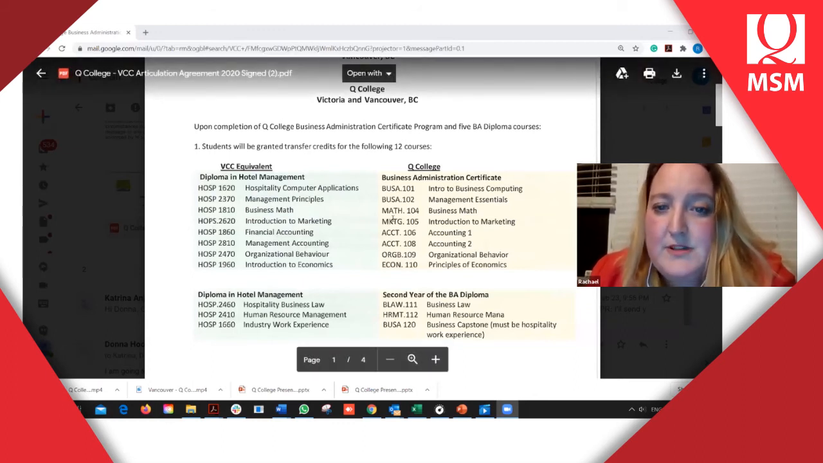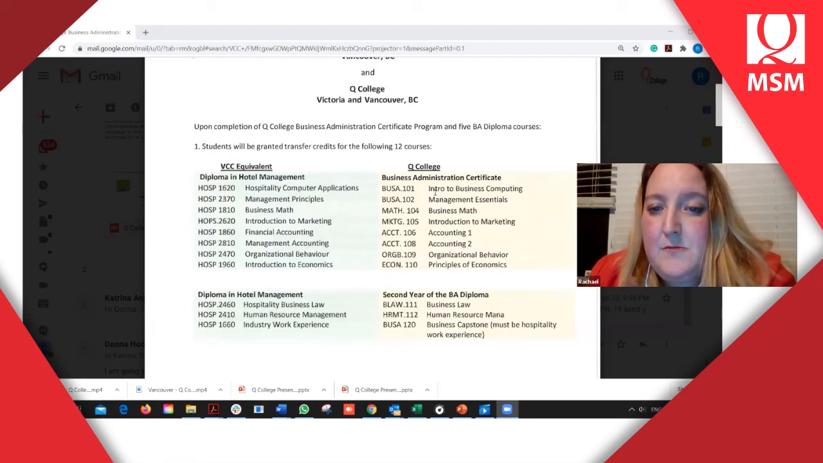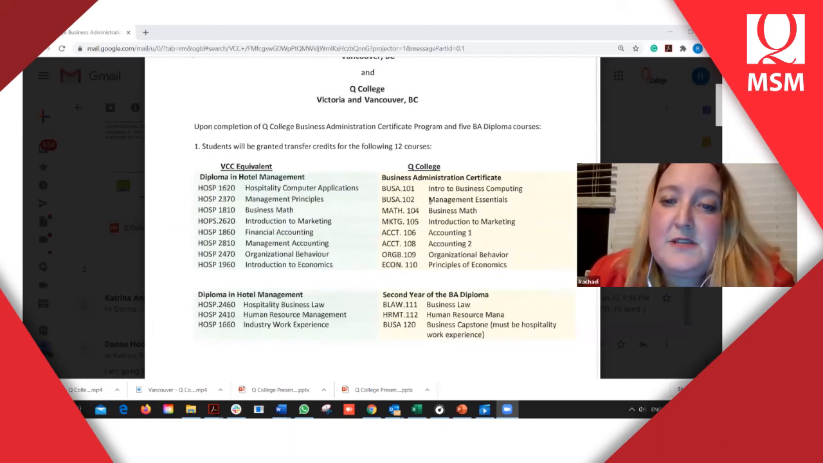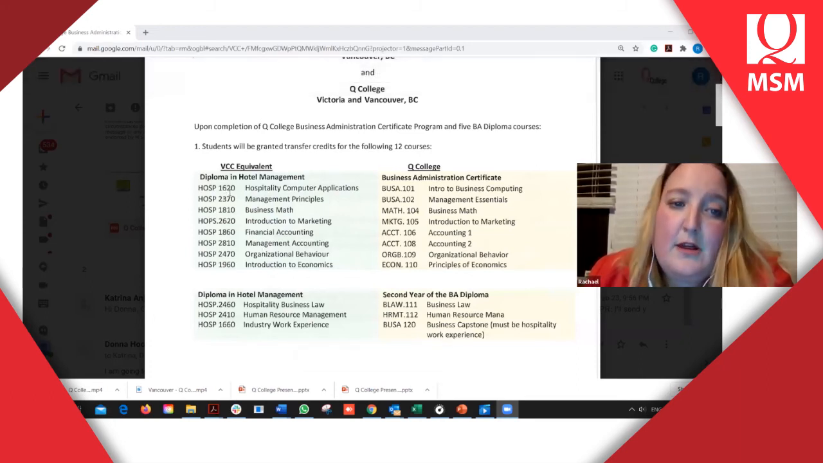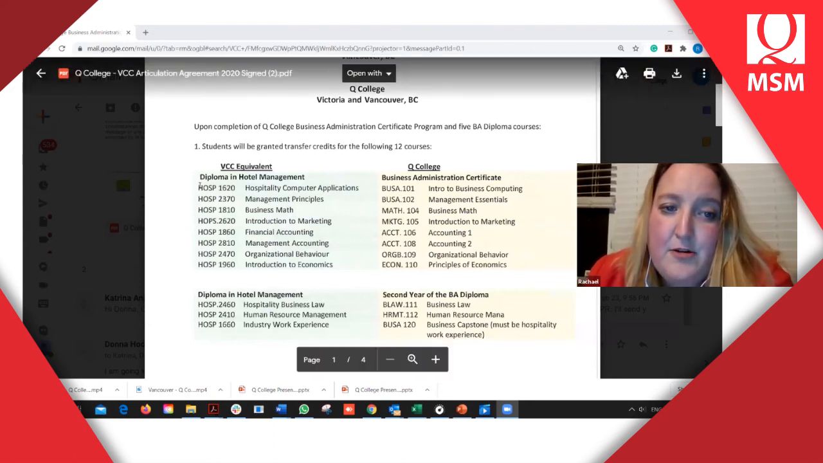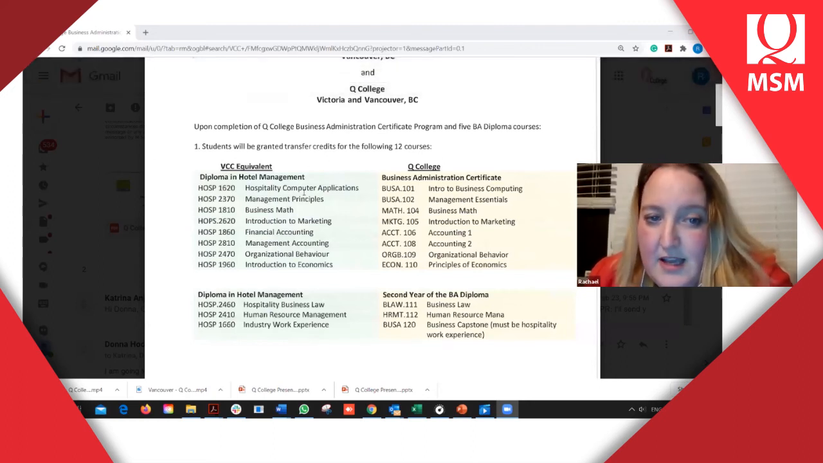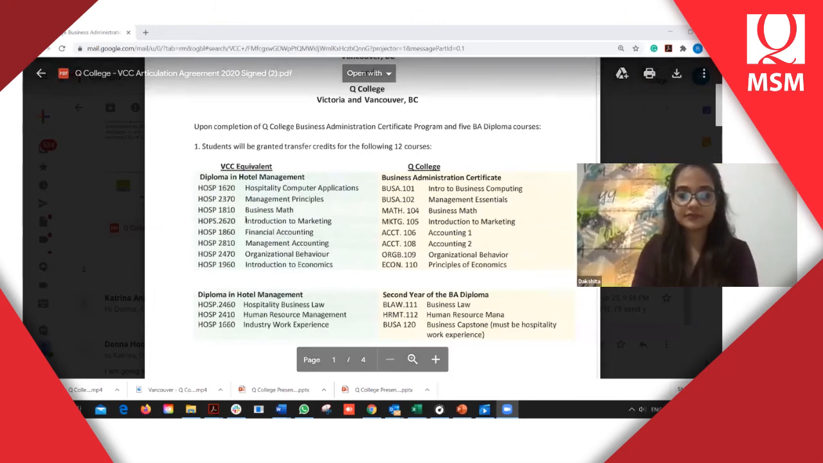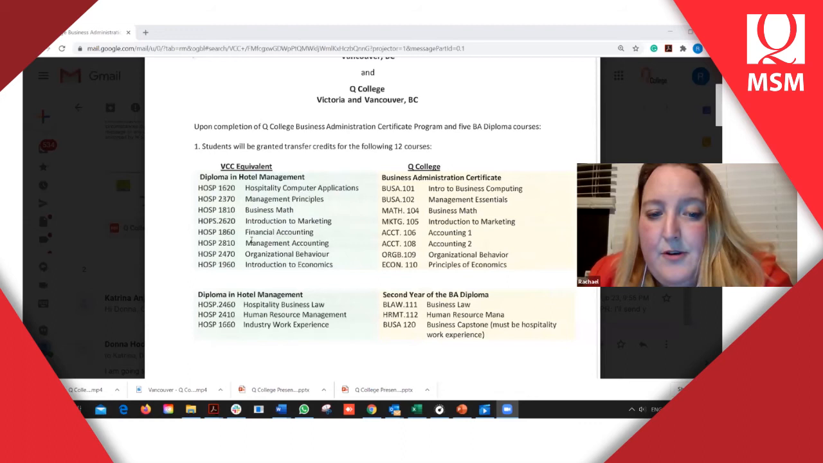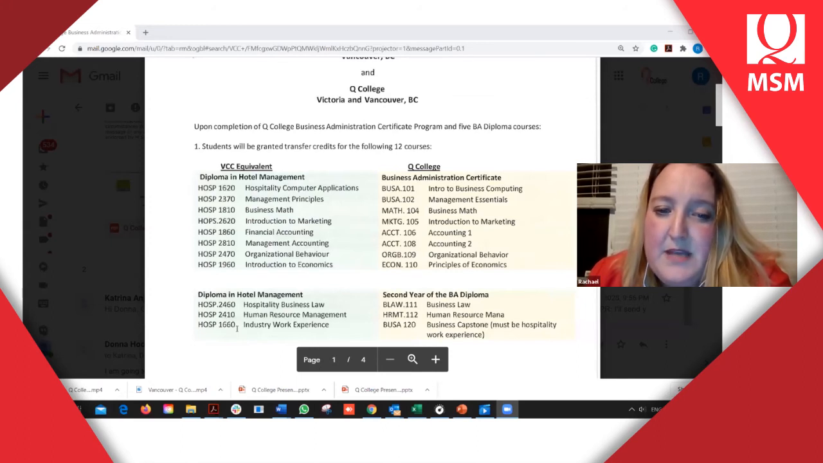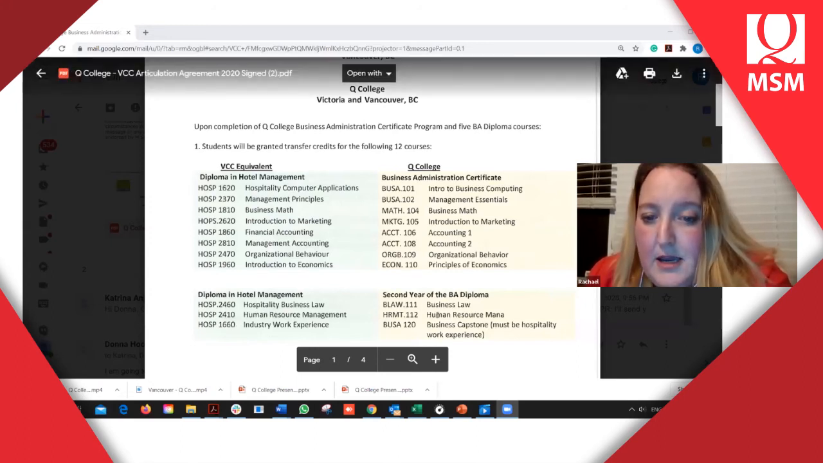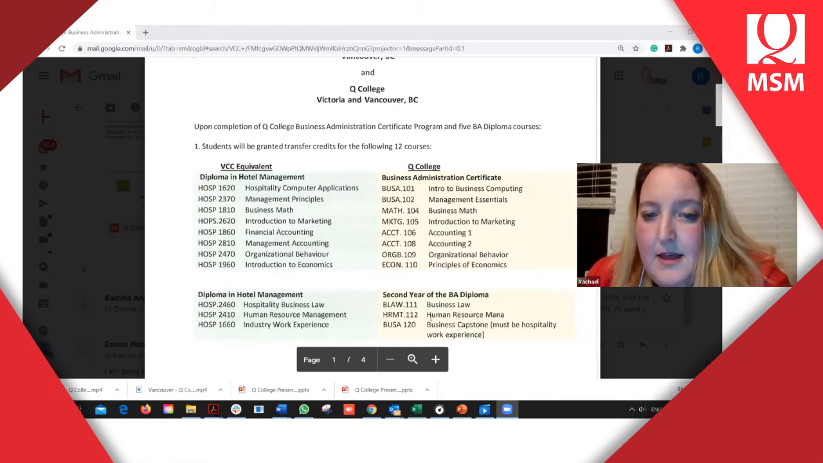So the program transfer credits is basically the following 12 courses. Our intro to business computing, management essentials, business math, introduction to marketing, accounting 1 and 2, organization behavior, and principles of economics transfer in to the outlined programs that the diploma in hotel management has in their first year. And if the student wants to continue into the 2nd year of the business administration with the web tech, these are the 3 programs here that transfer over.